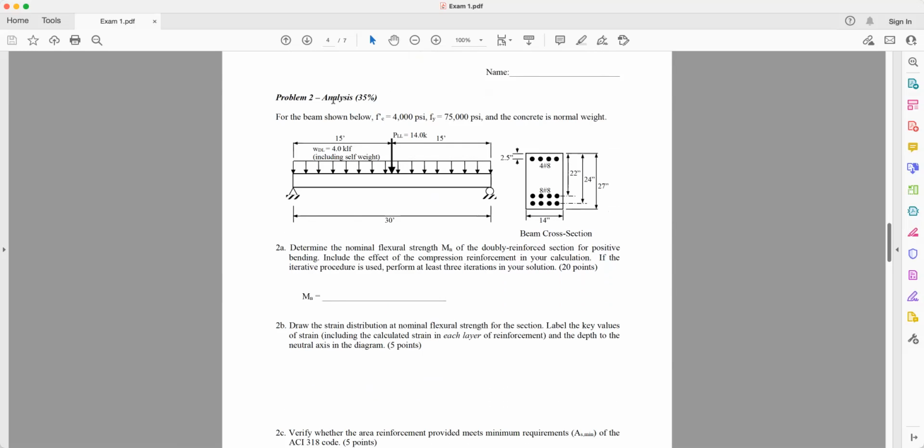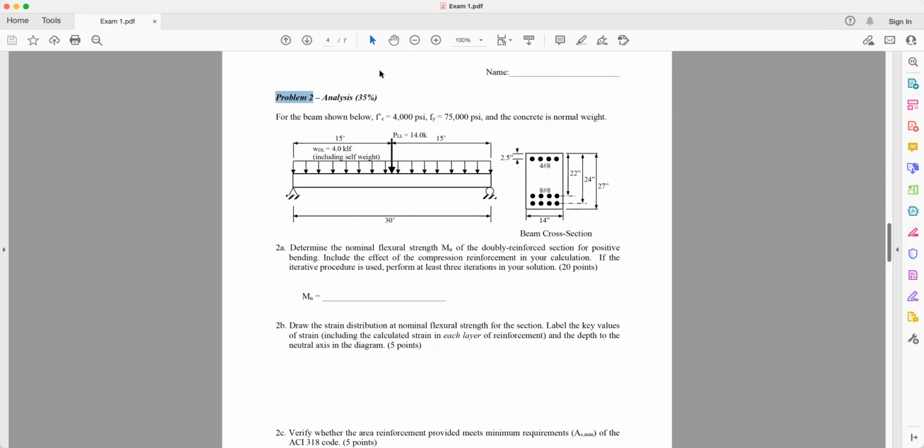Problem number 2, analysis. Analysis means no design, everything's given. And look at the cross section. Should I say this is singly reinforced or doubly reinforced? Well, I have compressive reinforcement. It must be doubly reinforced. So this is analysis of a doubly reinforced section. It is identical to problem number 2 I just showed in the notes.